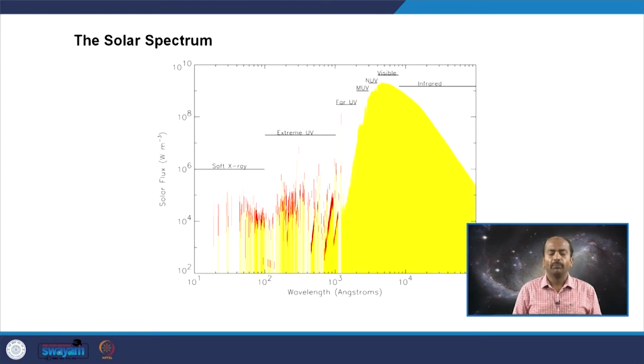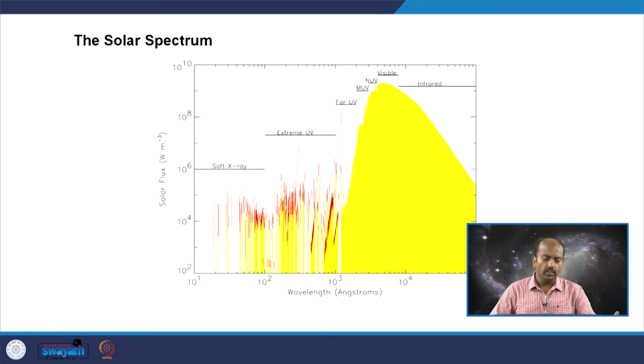For example, X-rays and ultraviolet radiation have very short wavelengths and more energy, in the sense that they have the ability to ionize atoms or dissociate molecules. On the other hand, visible radiation and infrared radiation are very weak in energy, and they have very long wavelengths. So, they do not have the ability to ionize atoms or dissociate molecules.